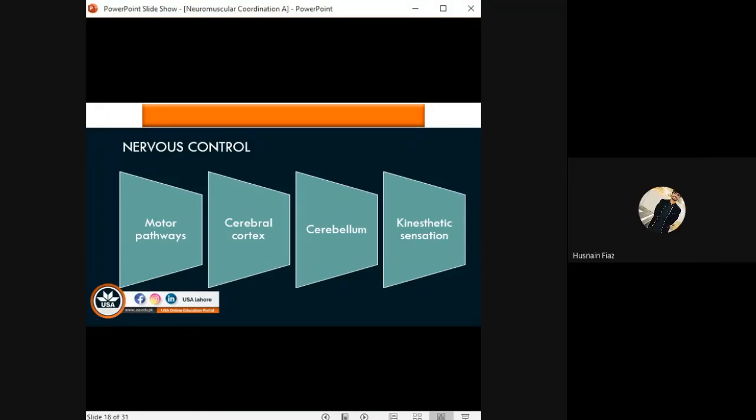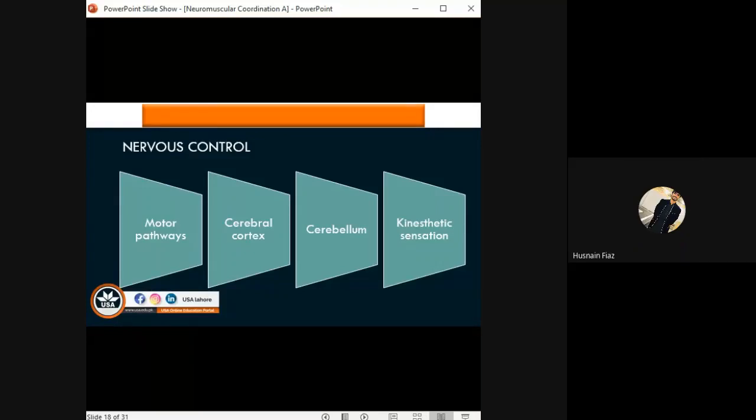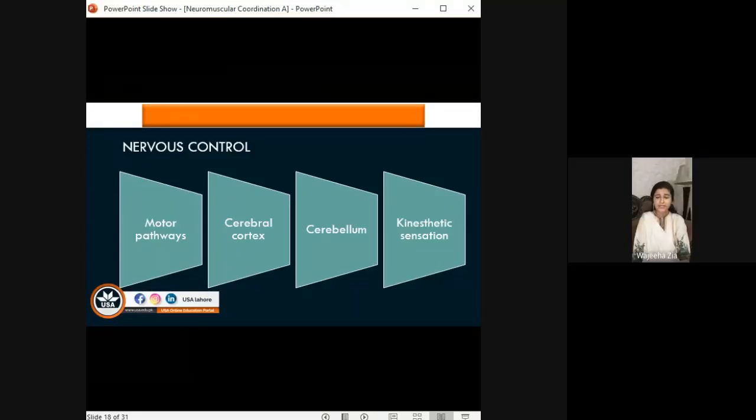Tricep. Very good. And is there any requirement of fixators? Ma'am, the deltoid muscles will come. Yes, deltoid will act as a fixator.